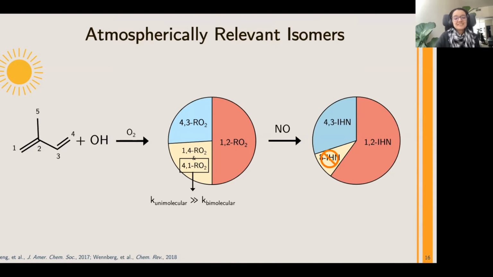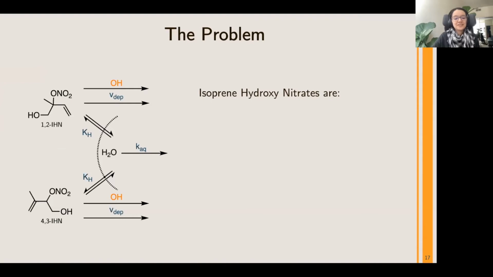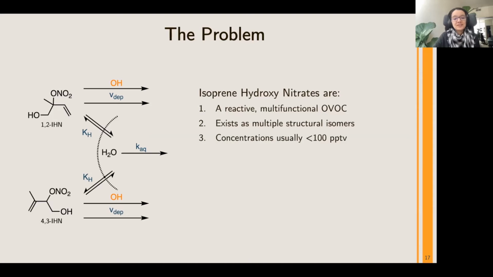We can simplify this a little bit. 4 of the 6 isomers are present in such small amounts that their chemistry is pretty negligible in the grand scheme of things, but we still are left with a fairly complicated problem. And that is, to recap, that the isoprene nitrates are a reactive multifunctional OVOC that exists as 6 structural isomers of each other. The 2 most abundant are actually only present at less than 100 ppt if you sum up their concentrations. And as just a nice little bonus, there's no pure standards of the 1,2-hydroxynitrate, which kind of limits how deeply we can dive into this chemistry in the lab.